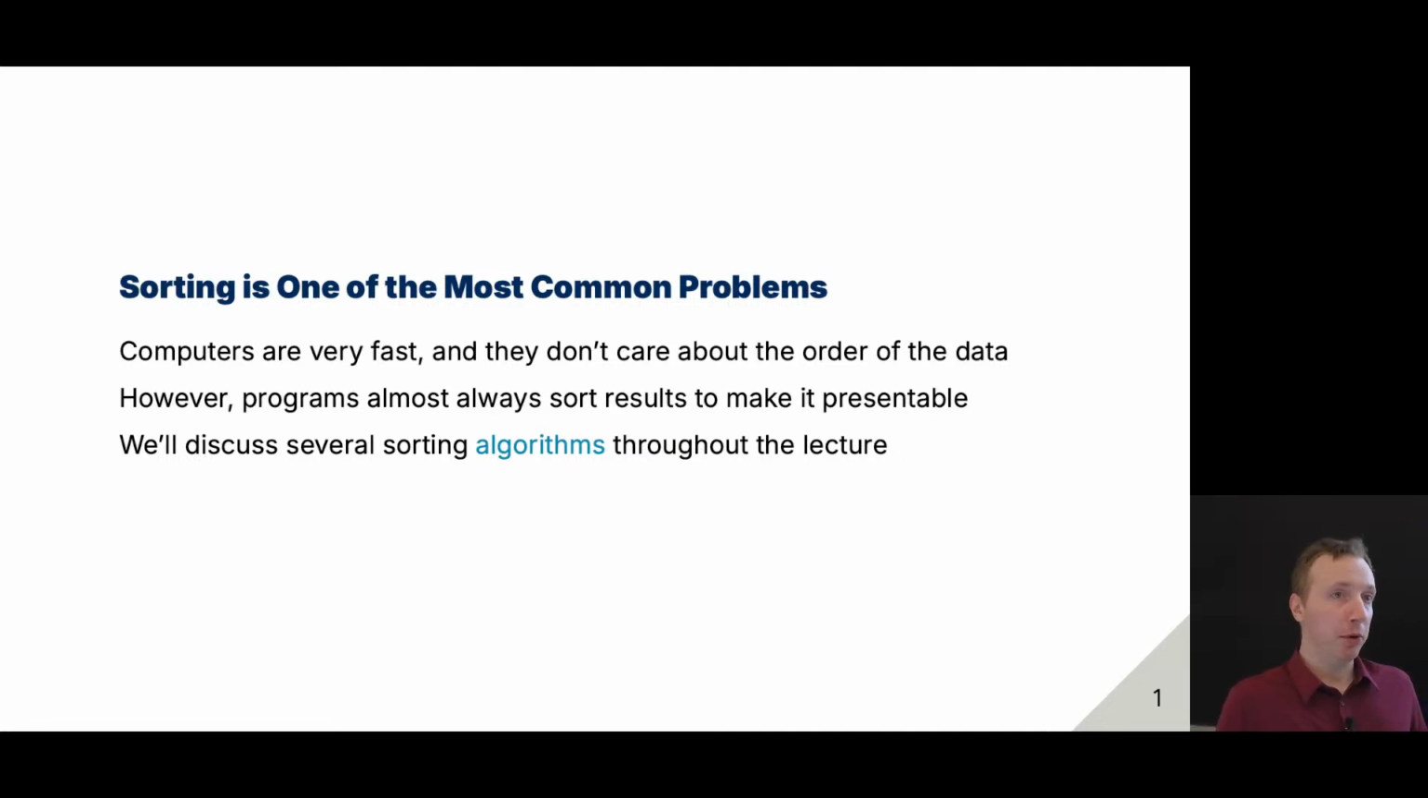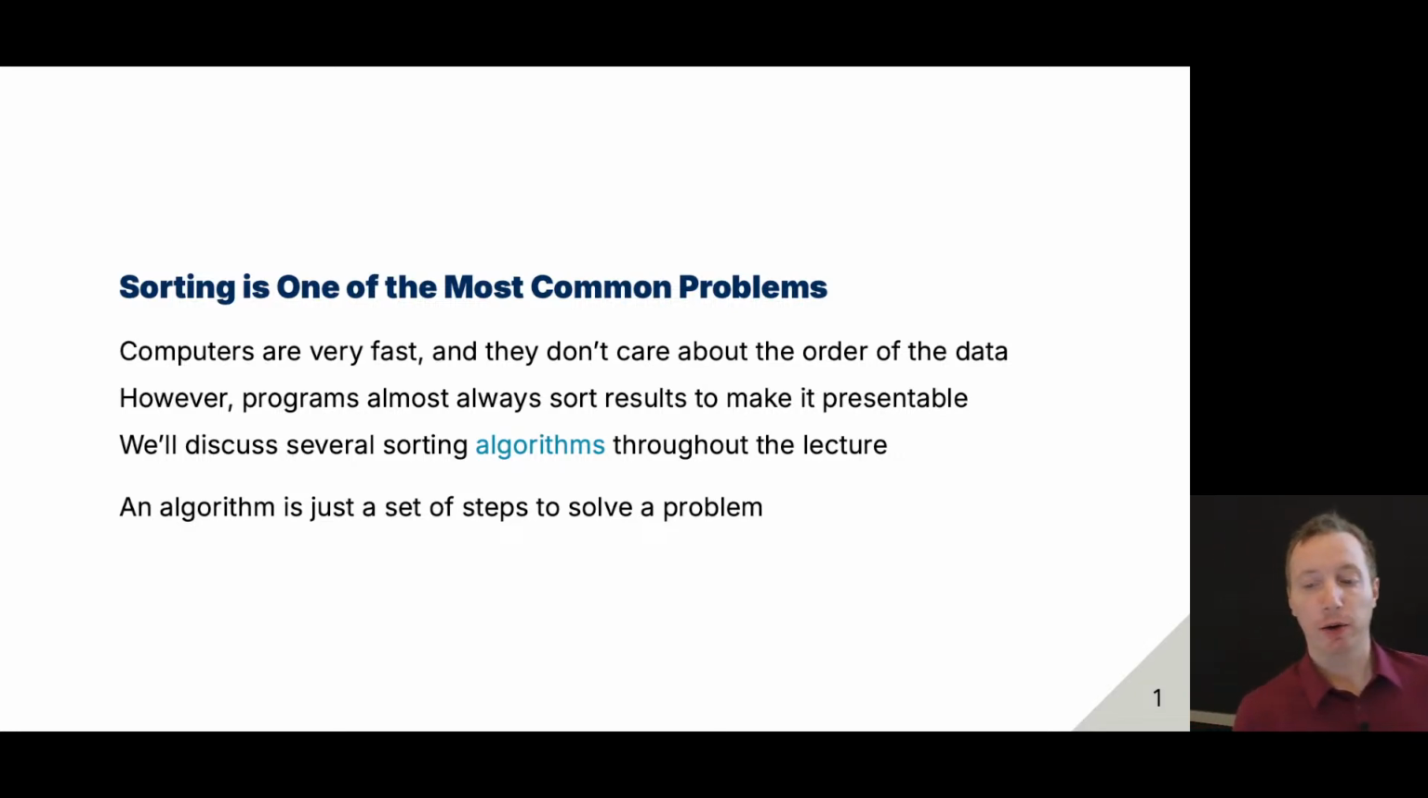So computers are really, really fast, but they don't really care about the order of the data. Whenever it needs to present it to a human, such as yourself, it should probably be in some type of order so it's easier for you to read. And so today we will discuss several sorting algorithms throughout the lecture. And if I haven't used the word algorithm before, an algorithm is just a set of steps to solve a problem. So you just break it down one step at a time, typically in more or less a programming language like C.